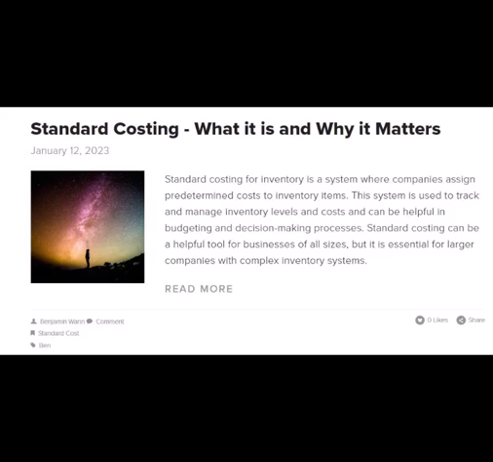Which companies first used standard costing? One of the first companies to use standard costing was Ford Motor Company. Standard costing is a system where companies set predetermined costs for each production unit. This helps businesses keep track of their spending and ensure that they are operating at a profit.